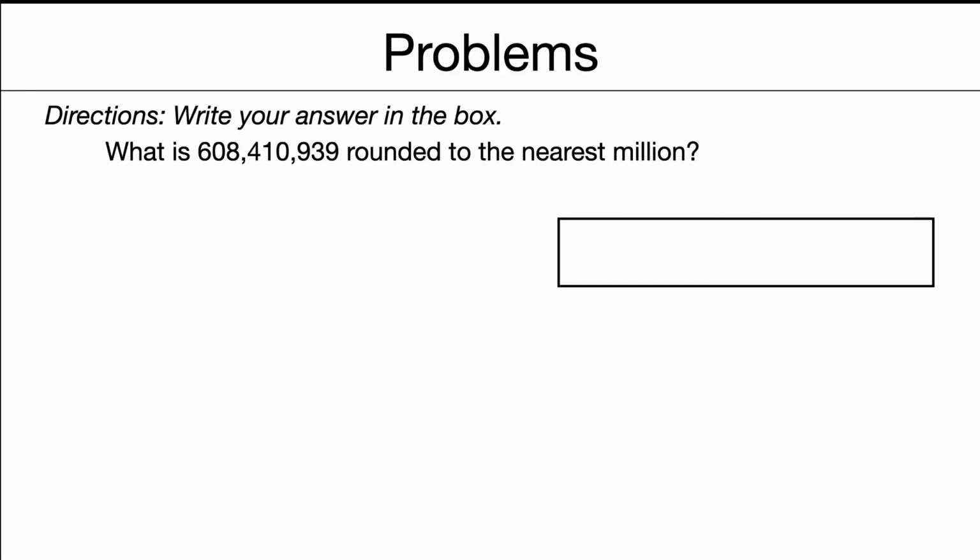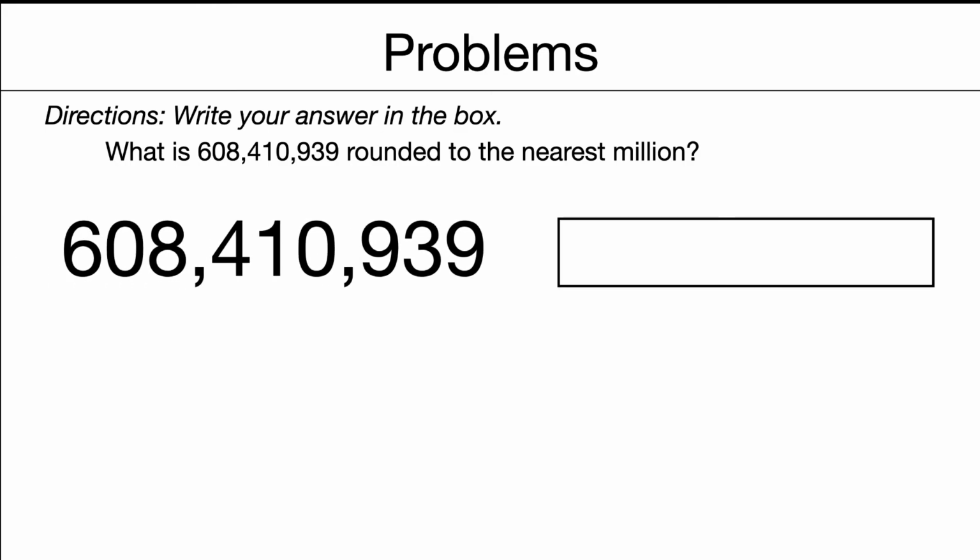Directions, write your answer in the box. What is 608,410,939 rounded to the nearest million? So let's rewrite the problem again so we can work with it. Our place value is million, which would be the 8. Now don't confuse that with the 100 million or 10 millions, right? It's going to be that 8.